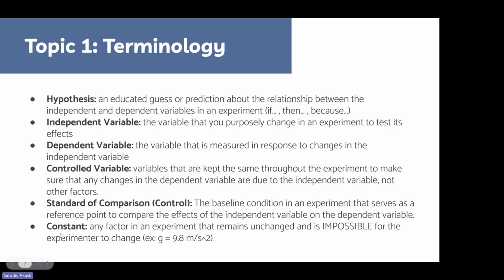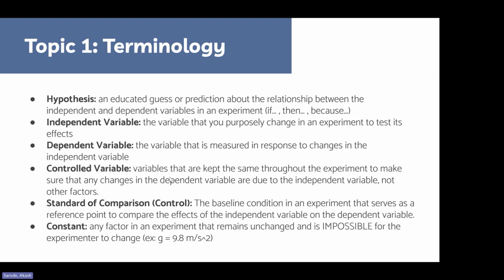And on the other hand, a constant is something that cannot change because it's like a fundamental aspect of an environment. So the example I have here is that gravity is 9.8 meters per second squared. So if you're doing a physics experiment, it's impossible for the experimenter to change the value of gravity.